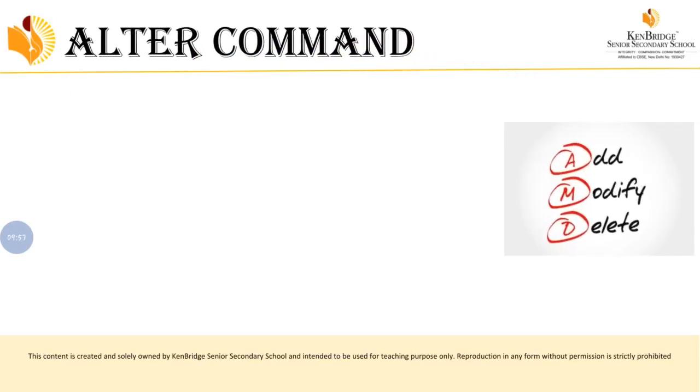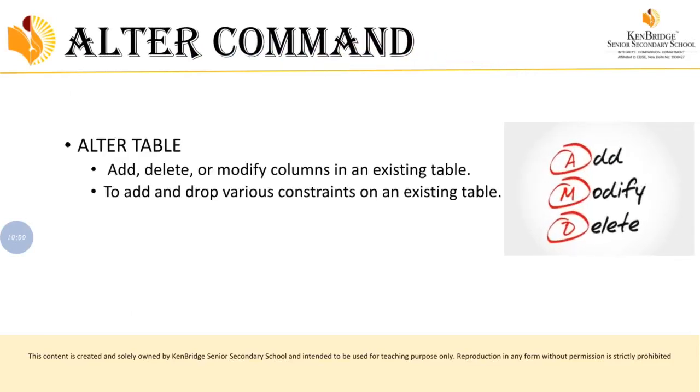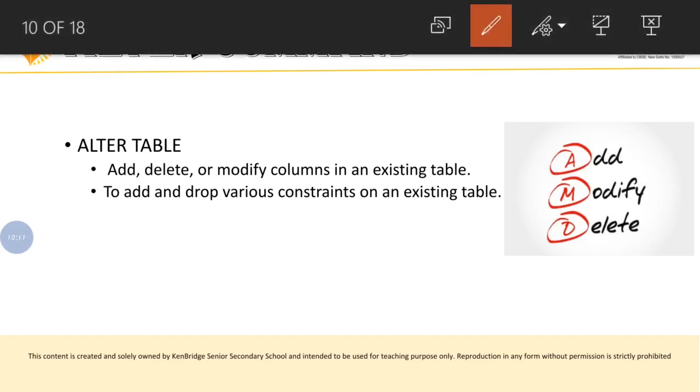The next command is the alter command. What is the meaning of alter? Alter in the sense you can modify anything. You can add, you can delete, or you can modify the columns in an existing table. Whatever table exists in the database, there you can add, delete, or modify the columns. And it is used to add and drop various constraints. What is the meaning of constraints? They are conditions. You can add as well as drop the various constraints on the existing table. These are the operations that you can perform using the alter command.